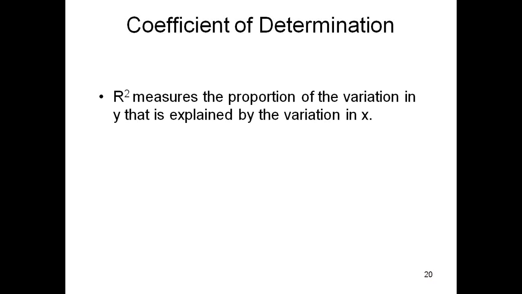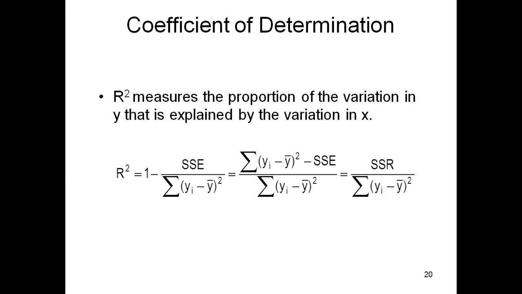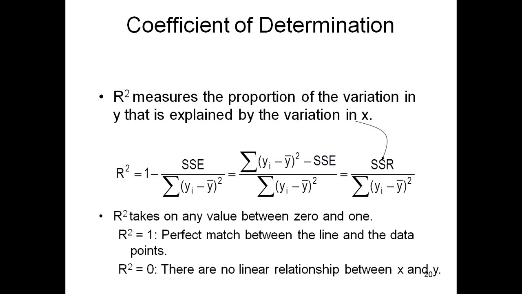So R square measures the proportion of the variation in Y that is explained by the variation in X. We have a formula for R square, that is 1 minus sum of squares due to error divided by the sum of (actual value minus predicted value) whole square. If we see the last equation, SSR divided by summation (yi minus y bar) square. So R square is the sum of squares due to regression divided by the total sum of squares. R square takes on any value between 0 to 1. So the range of R square is 0 to 1. R square of 1 is a perfect match between the line and the data points. R square of 0 means there is no linear relationship between X and Y.